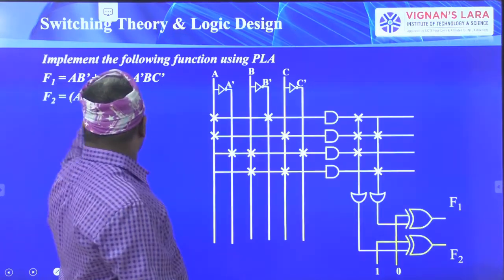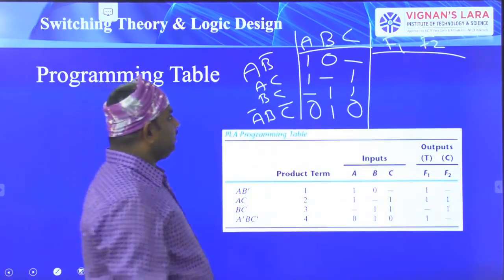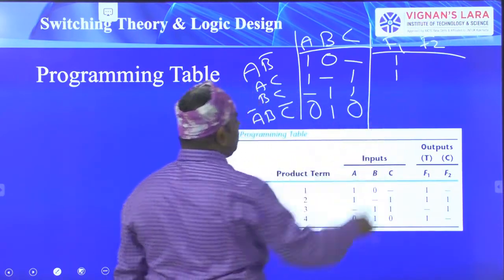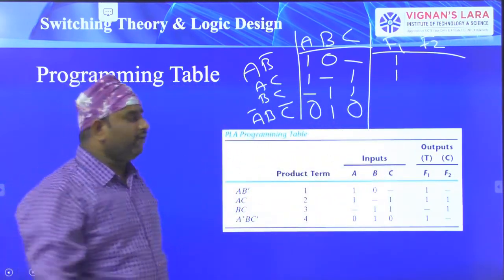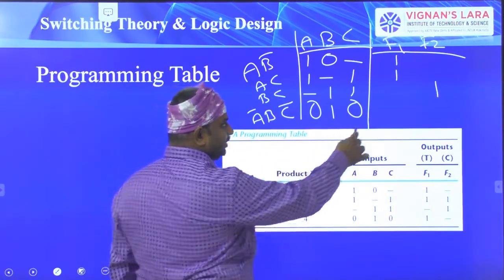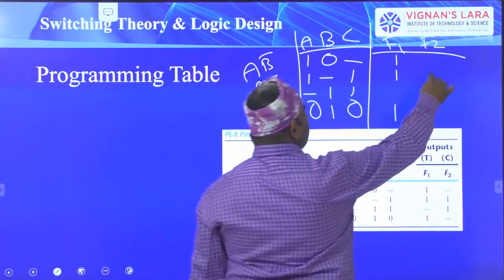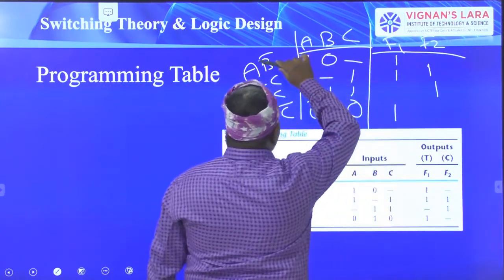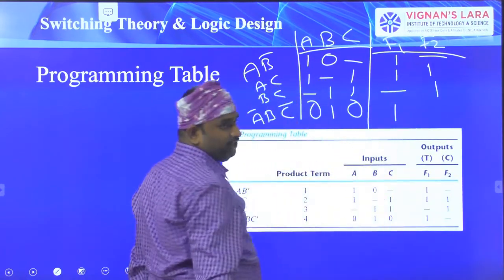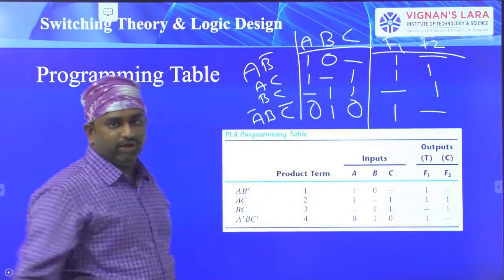See here, the F1 function covers AB bar, AC plus A, B, C bar. That is, AB bar is covered and AC is covered. BC is covered by the second function F2, and A bar, BC bar is covered by the first function, and AC is also covered by the second function. So here AB bar is not covered by the F2 function, BC is not covered by the first function, and A bar, BC bar is not covered by the second function.